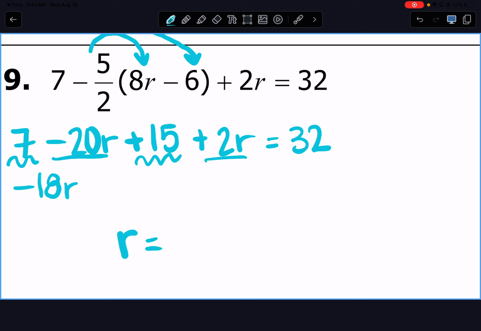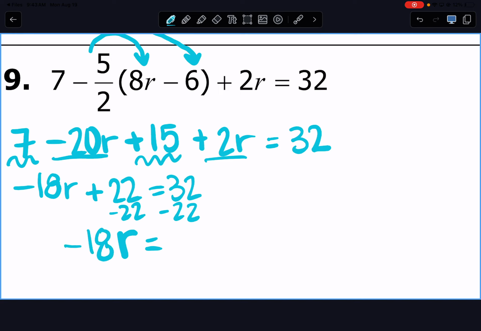I was just looking at y'all's paper. So we get plus 22 equals 32. Subtract 22 on both sides. So we get negative 18R equals what? Then what do I do?